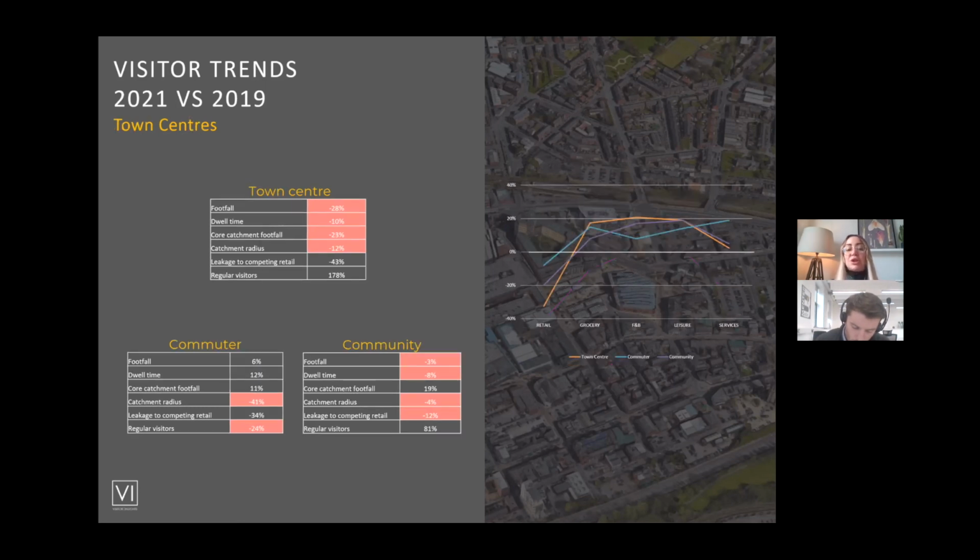Taking a similar look at town centres, again taking a town centre as a whole, town centres have inversely fared a little bit better than cities, specifically in terms of increase of regular visitors. So the catchments have actually drawn more visitors than in 2019, but overall, a bit of a negative picture in terms of dwell time and in terms of footfall. But again, a very, very different picture if you look at different town centre types.